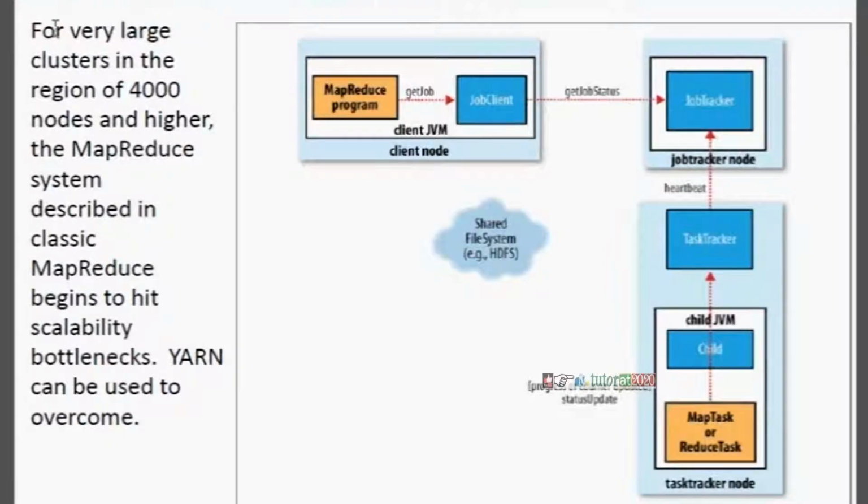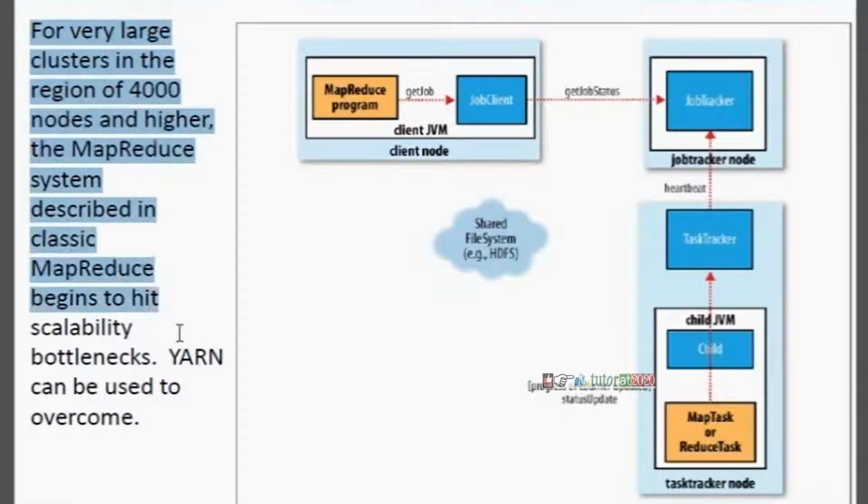Same concept. For very large clusters, maybe 4,000 data nodes or more, we are storing that much volume of data in our data nodes. Imagine petabytes or zettabytes of data, and I want to process that data. As a developer, I submit the query. What happens? How is the data processed?